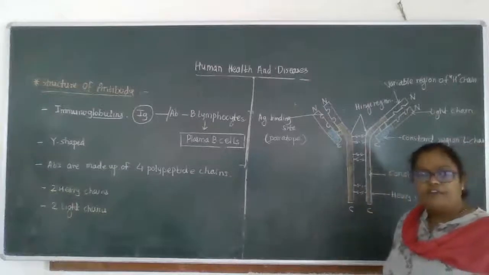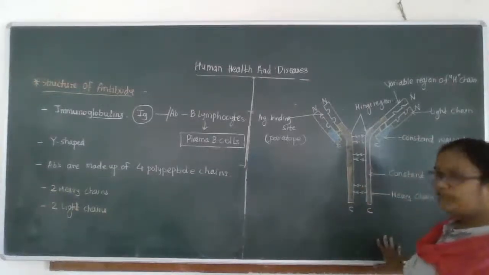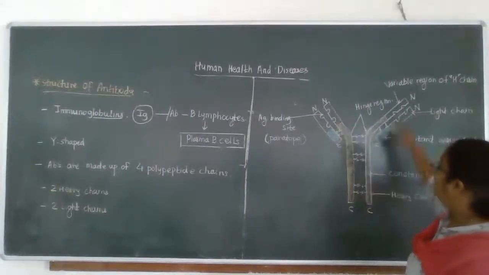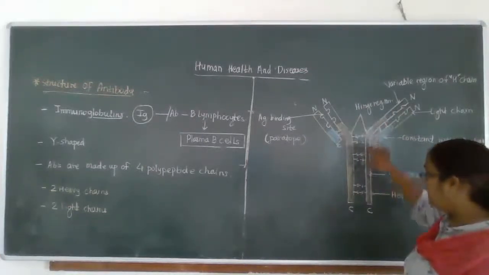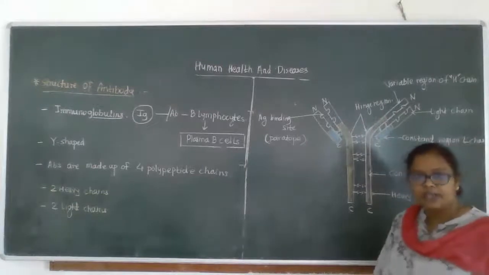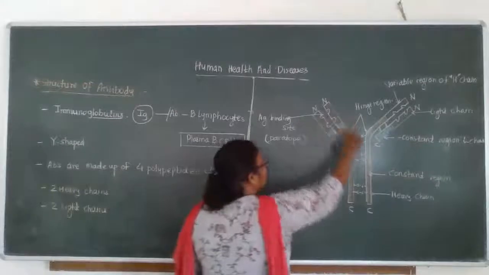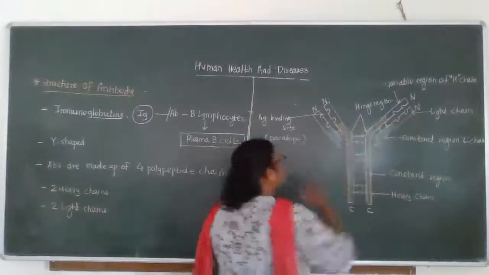These are made up of 4 polypeptide chains. This is the big one. These are called the heavy chains. Listen, it consists of 2 heavy chains and 2 light chains.